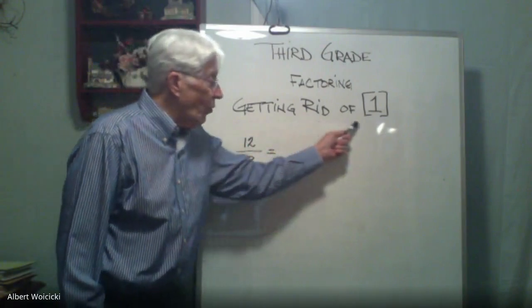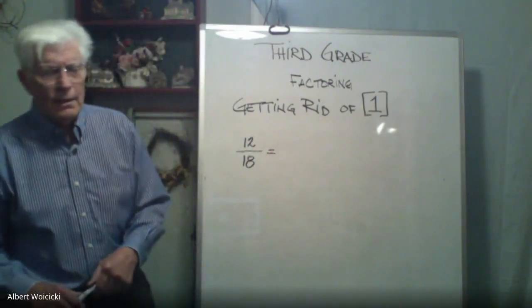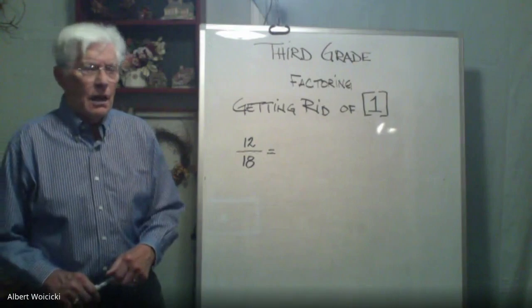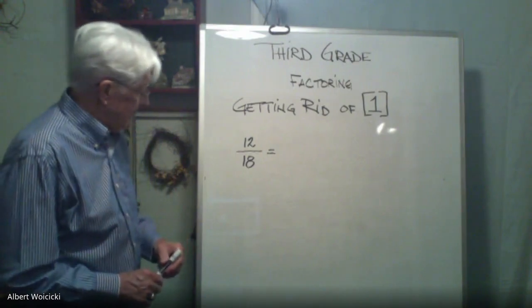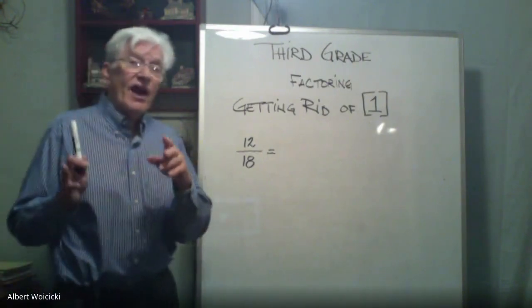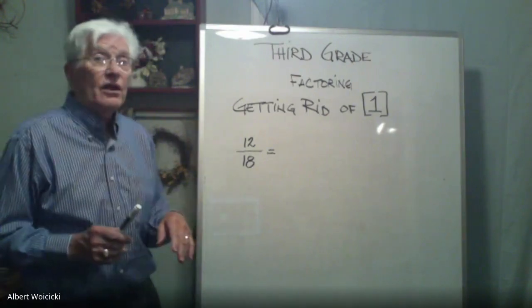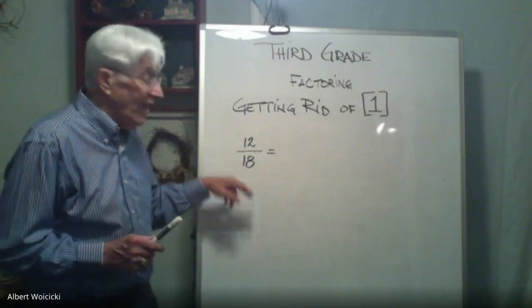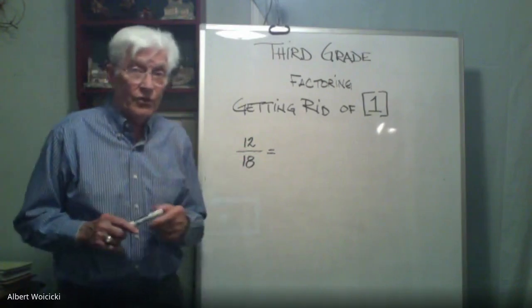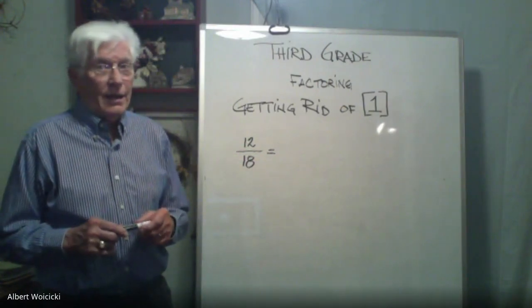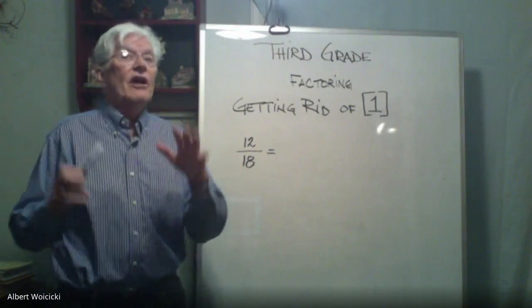Here we are with our third session on factoring, getting rid of one. Now, if I ask some of my high schoolers to get rid of one, they may end up writing 2 8s and then reduce it down to 1/4. Believe me, there are a few.